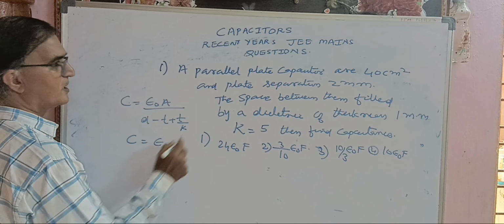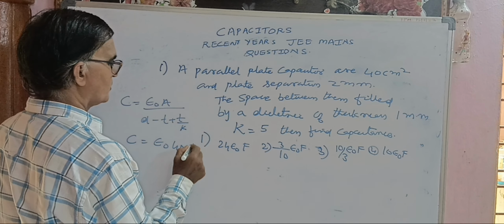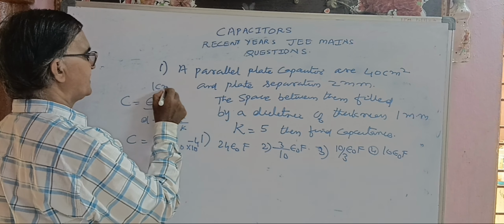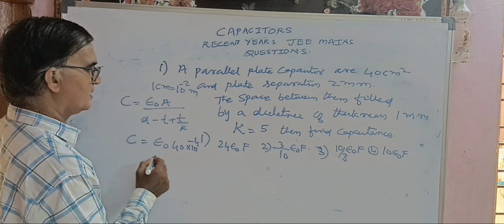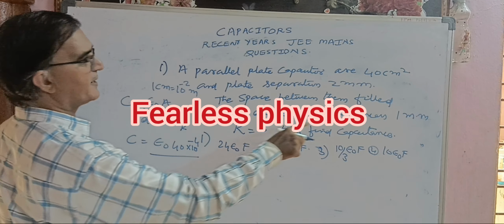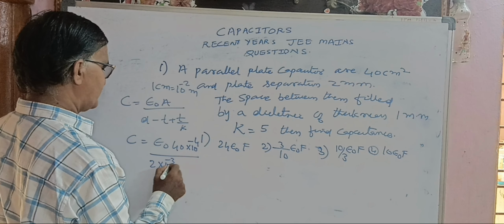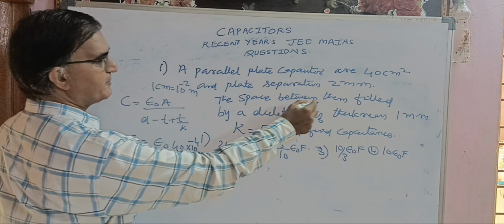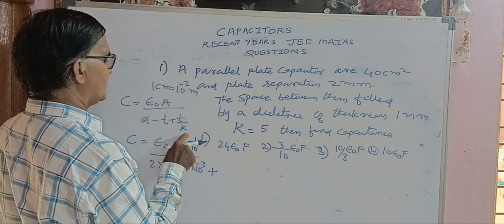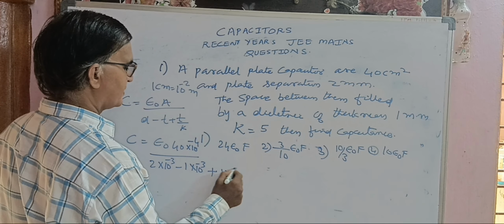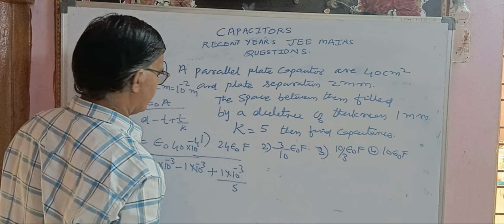So C is equal to epsilon naught A. How much is A here? 40 square centimeters. Convert into square meters. You know 1 centimeter is 10 to the power of minus 2 meters. Square centimeter is 10 to the power of minus 4. Now again, the distance between the plates, how much here? 2 millimeters. So 2 into 10 to the power of minus 3 minus thickness, which is 1 millimeter, 1 into 10 to the power of minus 3, plus the thickness again, 1 millimeter, divided by K, which is 5.